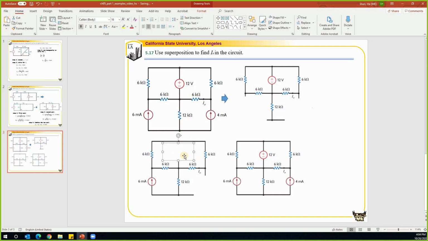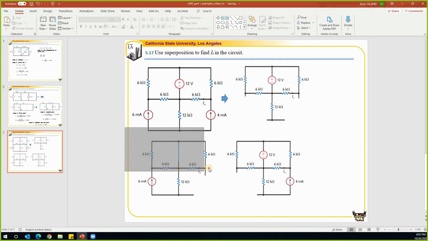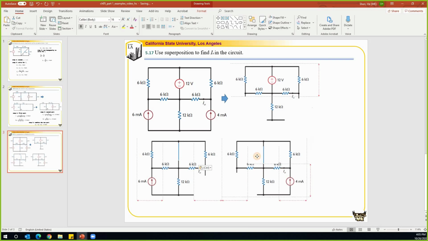We'll replace it with a wire. Always remember that. We need to replace it with a wire. And in the circuit, we focus on the current source of 4 milliamp. We will make all the others to be 0. This is the way how we make it a 0. And the way we make the voltage source to be 0 is like this. We'll replace that by a wire.